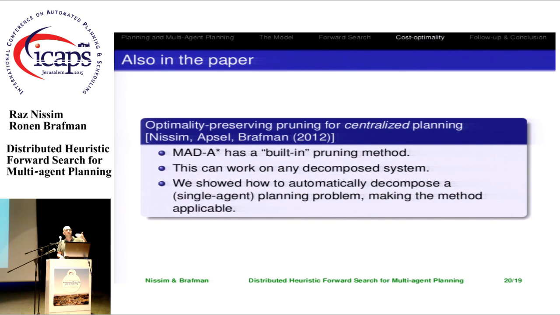So this pruning is essentially because we have a partitioning of the actions and we have private actions. So we said, why not create these private actions in single agent search as well? How do we do that? We need to decompose the problem, and we showed how to decompose the problem automatically and use this pruning rule to reduce the number of states in the search space.